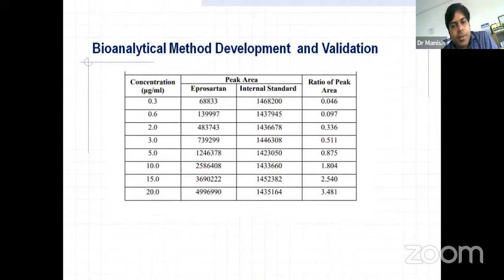So after seeing this table, you can understand that the peak area of the internal standard is constant because we have added the same concentration of losartan to the eprosartan drug, the same concentration in all calibration standards. So there is an increase in peak area of eprosartan as concentration is increasing. So whenever we divide eprosartan by the internal standard, we get a ratio of peak area, which we use for constructing the calibration curve by taking peak area ratio on the y-axis and concentration on the x-axis.